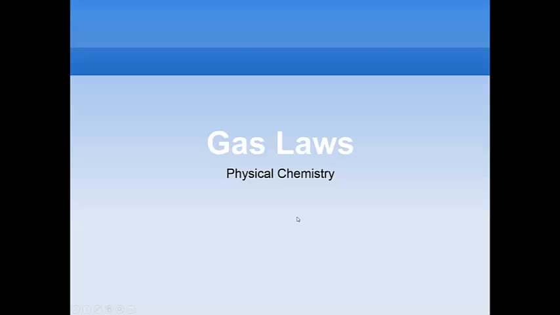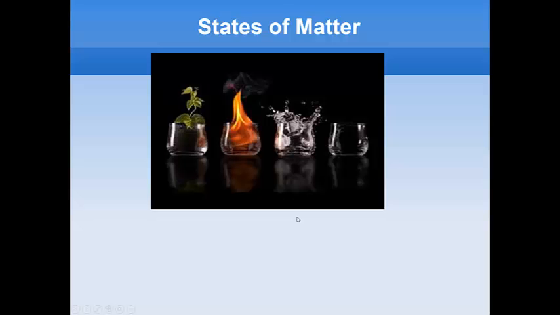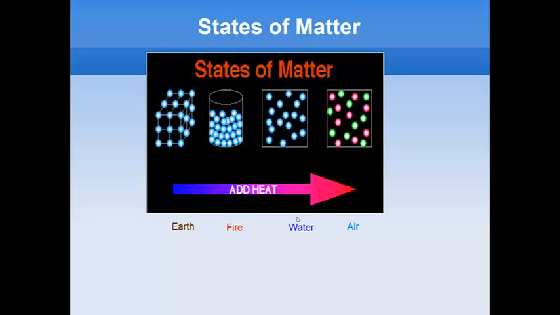So we're going to start on the gas laws, which is the next section of Phys Chem. Originally, people thought that there were four states of matter: earth, air, fire, and water. And these ones lasted for quite some time, but the modern idea is more that earth is related to solid, water is liquid, gas is air.